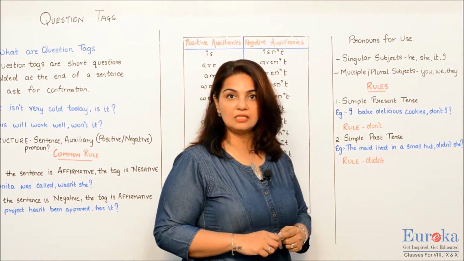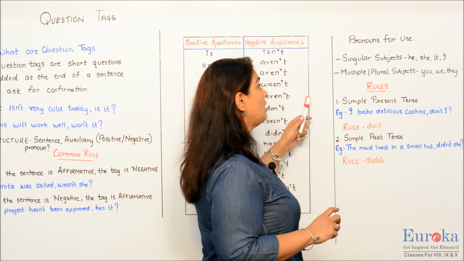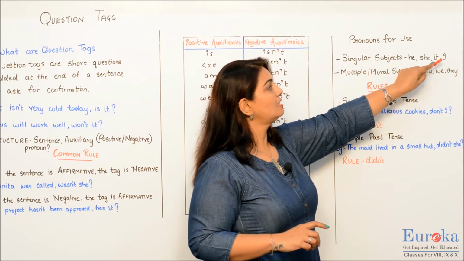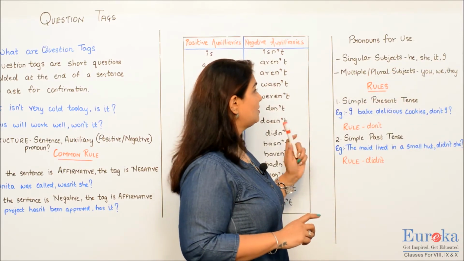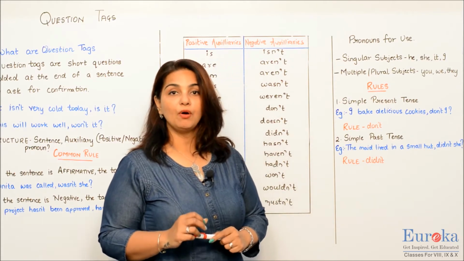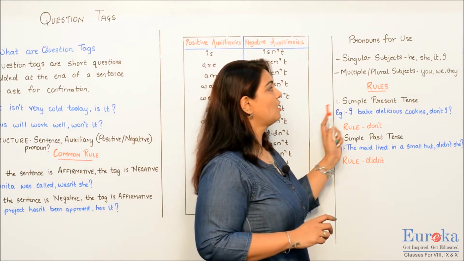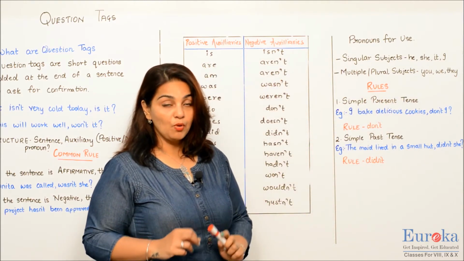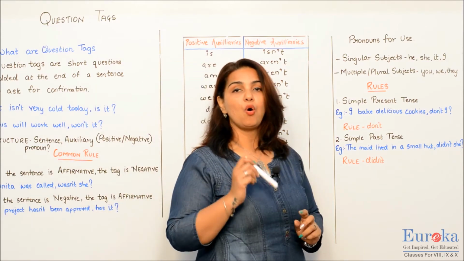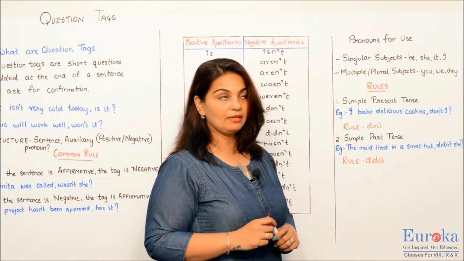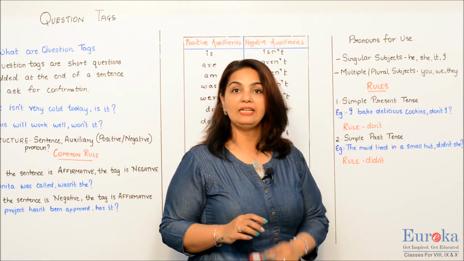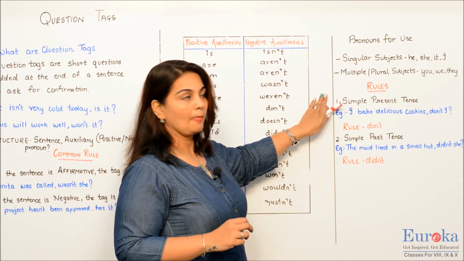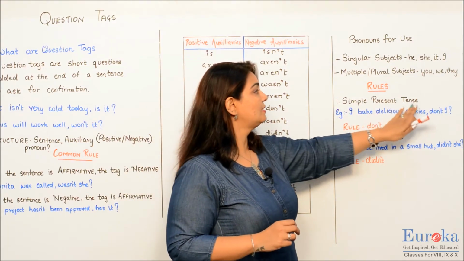If the sentence has a singular subject, the pronouns used for singular subjects are he, she, it, I. And if the sentence has multiple or plural subjects, then the pronouns used are you, we, they. I repeat it again, the positive or the negative tags will always end with pronouns. So that means these are the things that will end your question tag. Now let's look at some rules. The first one, simple present tense.